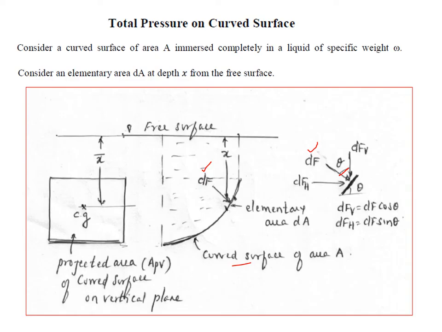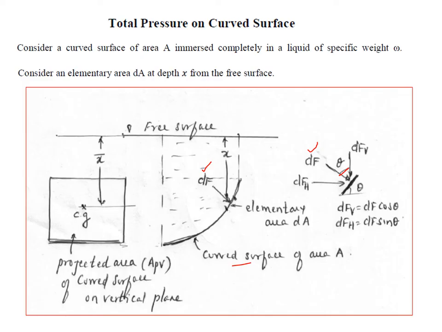What happens in the curved surface is that in the vertical surface, when we were calculating the total pressure force, we used to consider an elementary area which is at a depth x. Then you can calculate the pressure intensity on that and hence find the pressure force, which is pressure intensity into area. Considering the entire area to be made up of elemental areas, you find each pressure force and add them all up, and you will get the total pressure force.